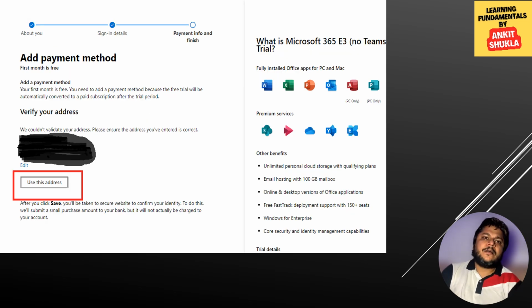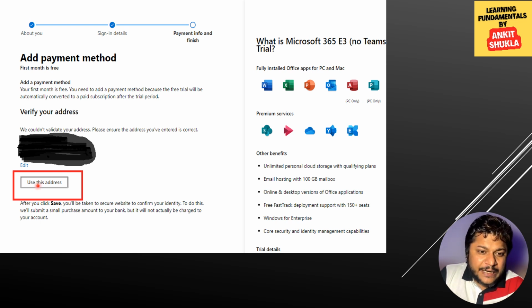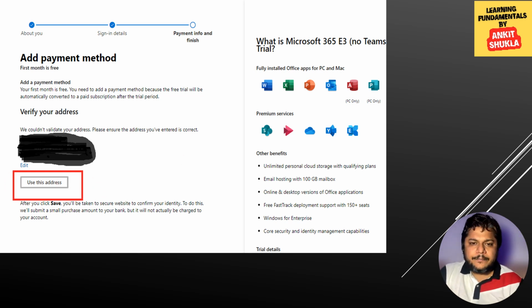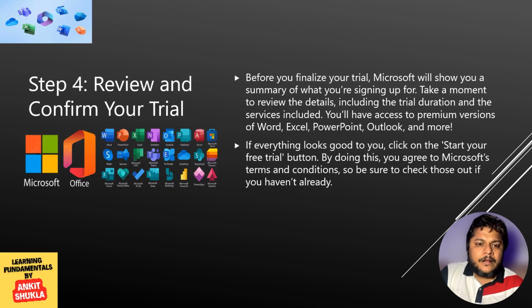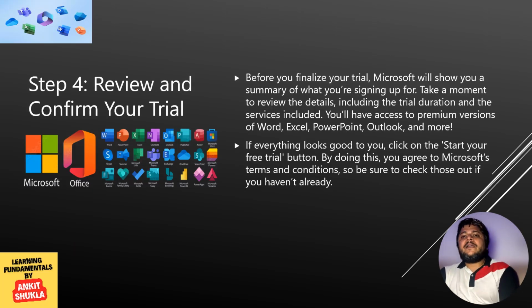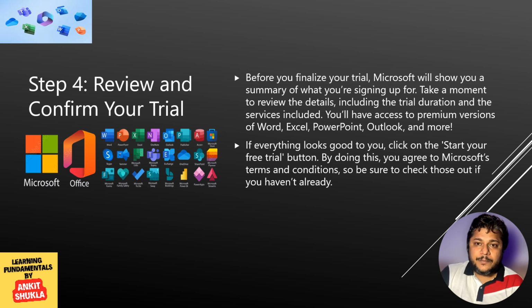Now on this page, if Microsoft is able to validate the address that you specified in the billing information, the payment will go through, or else it will ask you to edit or select, or give you the option like use this address option, as you can see over here. Do this and it will take you to the next step. Simple as that. Next comes the review and confirmation of your subscription page.